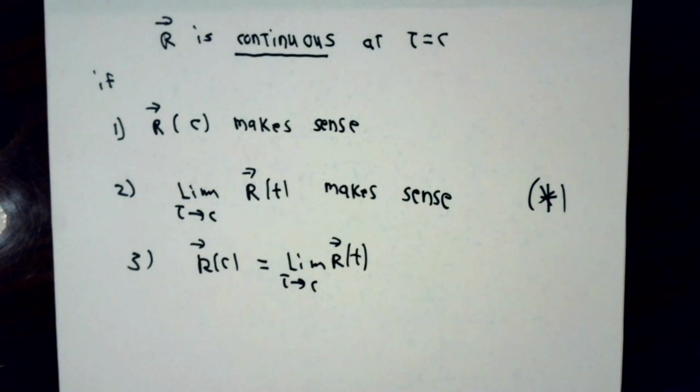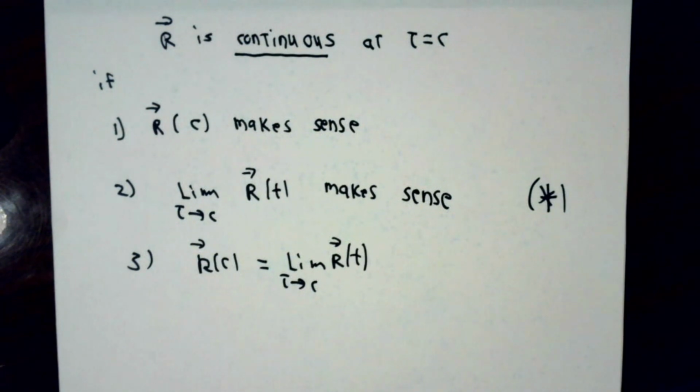Number two, the limit as t approaches c of r of t has to make sense as well. There's a hidden side catch to that, which I've indicated with the asterisk. We'll come back to that in a second. And thirdly, the value of the function, r of c, and the limit as t approaches c have to be the same thing. This is a very fancy way of saying if I had a three-dimensional marker, I could draw the entire graph near t equals c without picking my pen up.